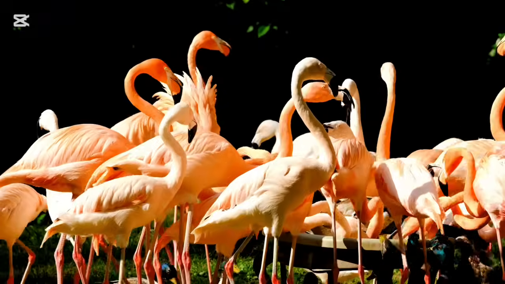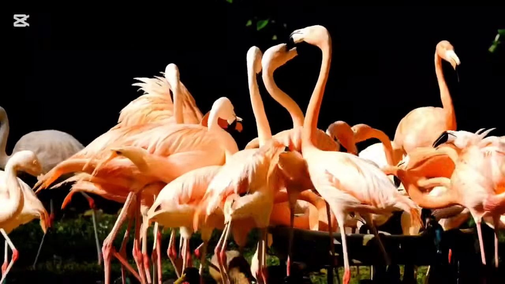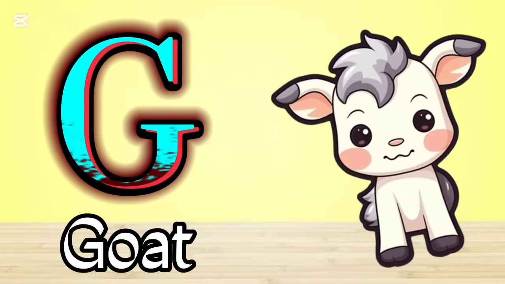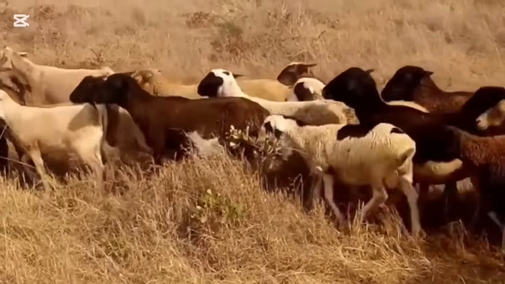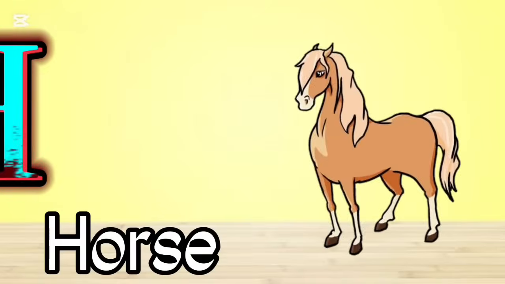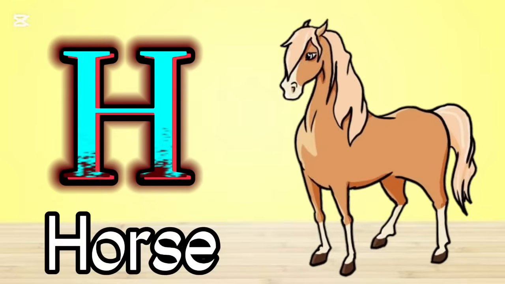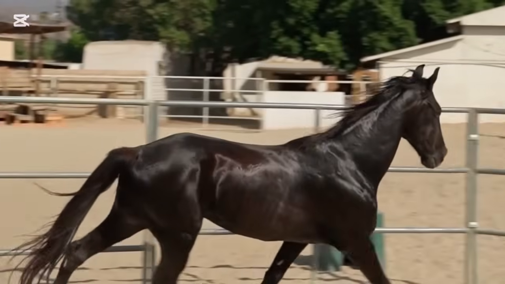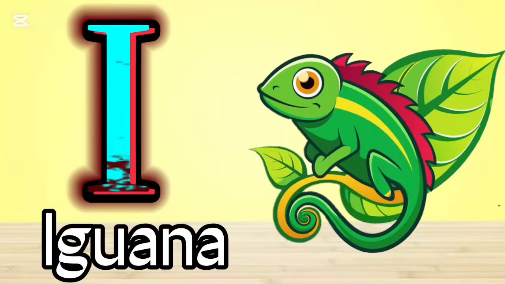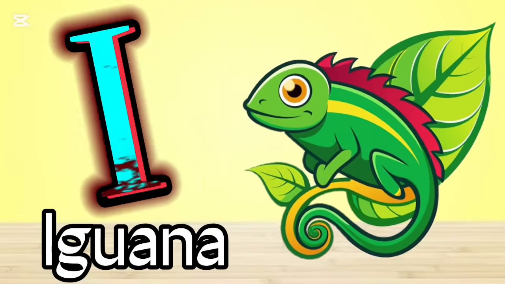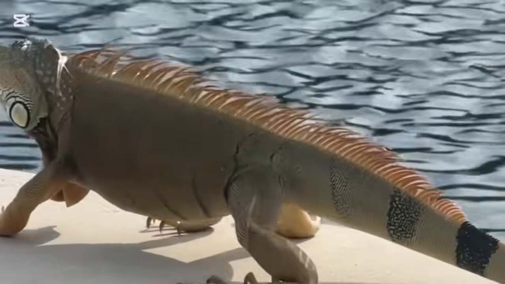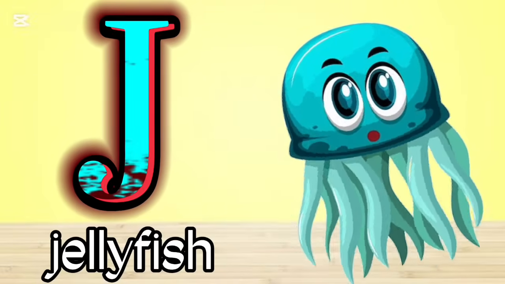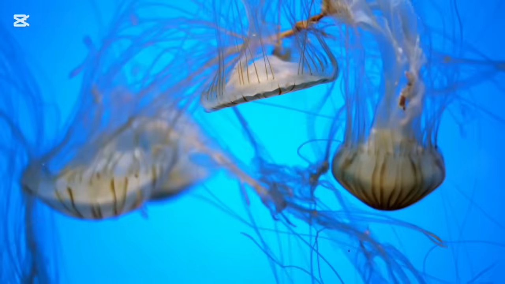Flamingo. F. Flamingo. G is for goat. Goat. G. Goat. H is for horse. Horse. H. Horse. I is for iguana. Iguana. I. Iguana. J is for jellyfish. Jellyfish.